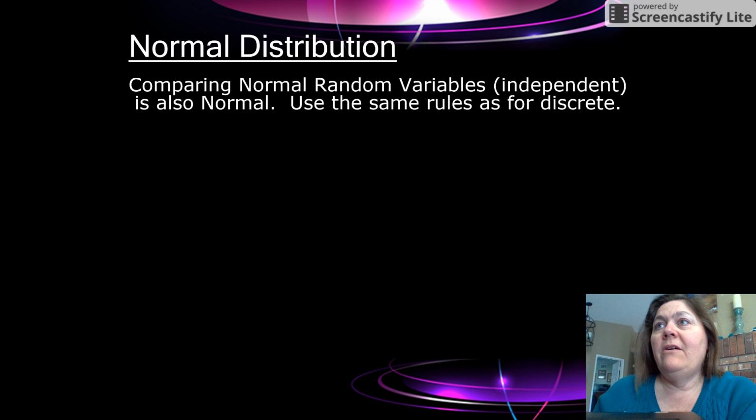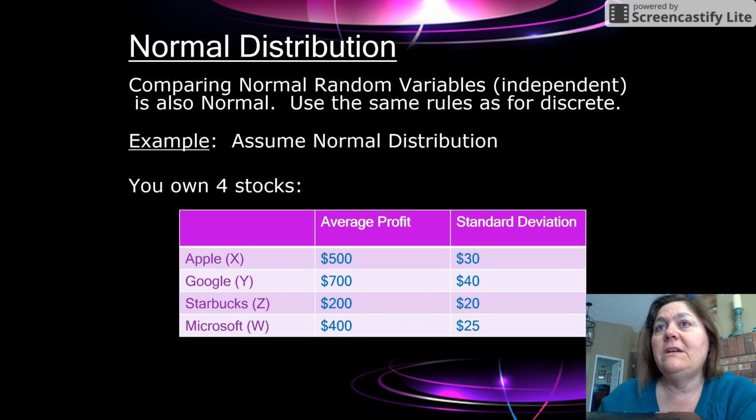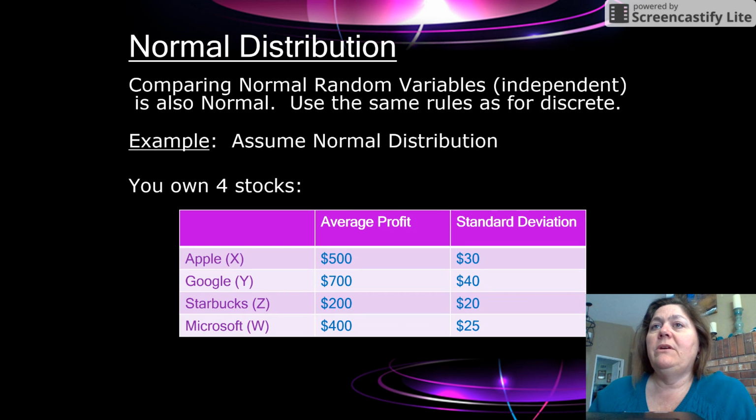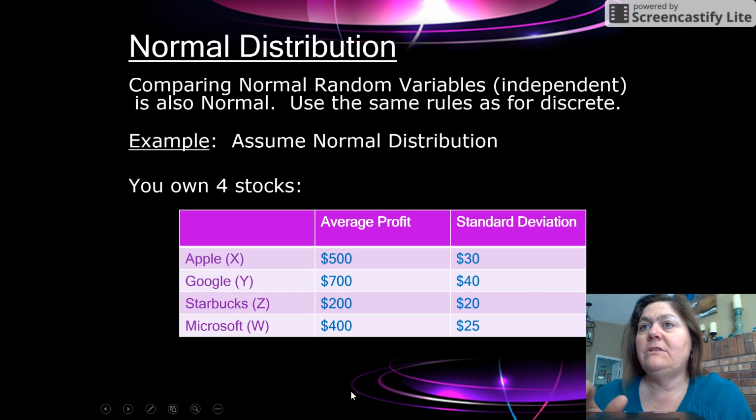All right. Now let's take a look at what this is with a normal distribution. Combining normal random variables is also going to give a normal. So we can use the same rules as we used for discrete. So I want to just do a little example here. Here's a combined portfolio. A portfolio is where you buy stock in all these: Apple, Google, Starbucks, Microsoft. And I just labeled them X, Y, Z, and W to be our probability distributions. Here's the mean profit, average profit for each of these stocks, and the standard deviation of them.